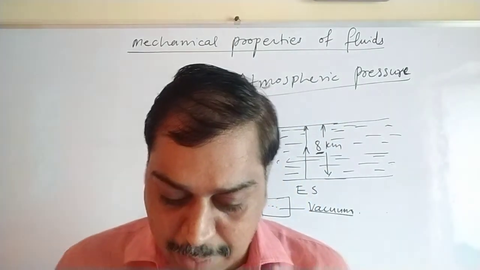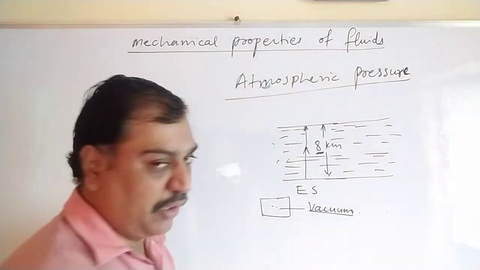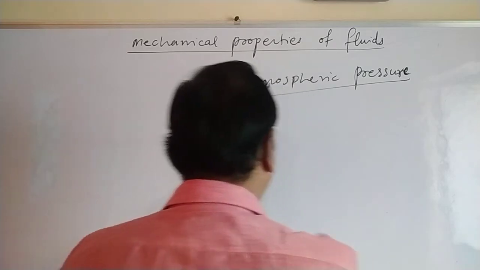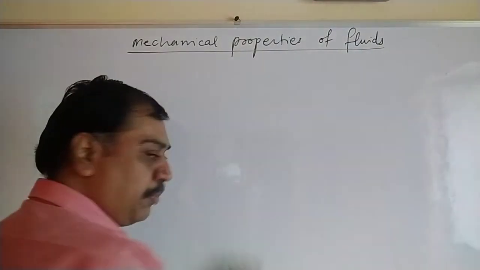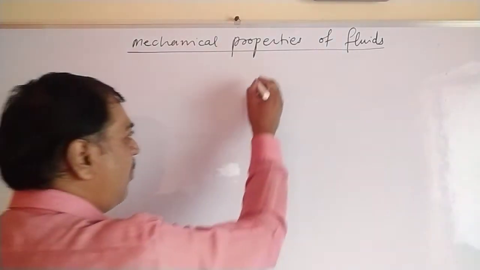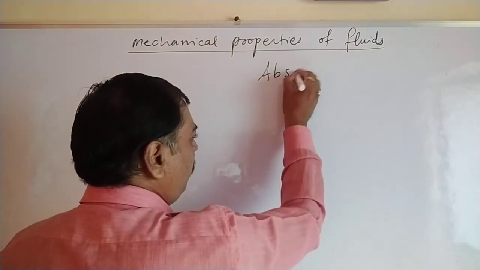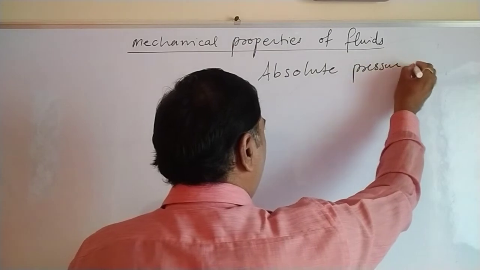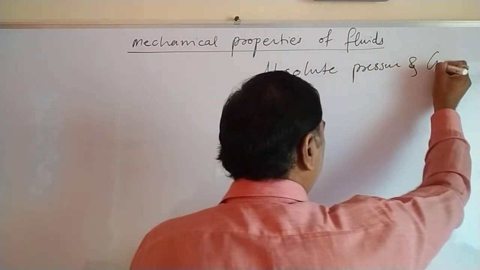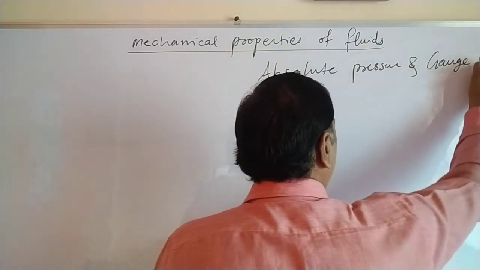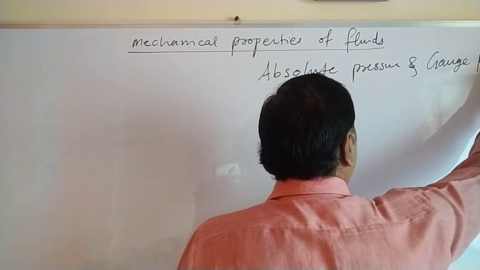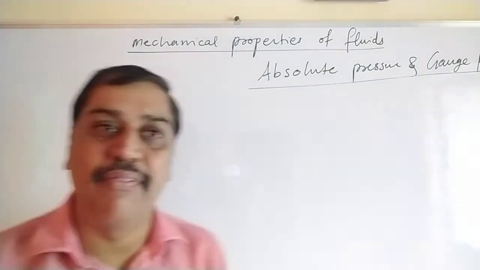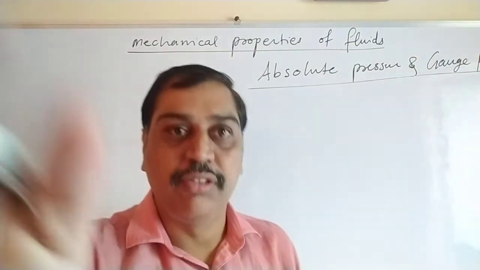Now let's go to absolute pressure and gauge pressure. The next topic is absolute pressure and gauge pressure. What is meant by absolute pressure? When does it get created? That we have to see. So we have to learn these two parameters, and see what is meant by absolute pressure and what is meant by gauge pressure. So let's start with this.